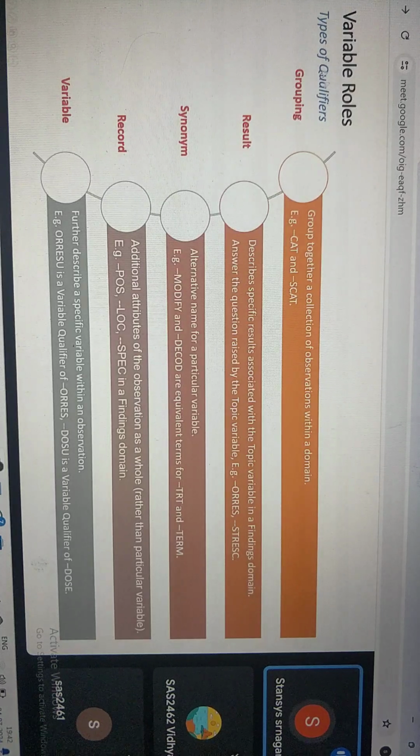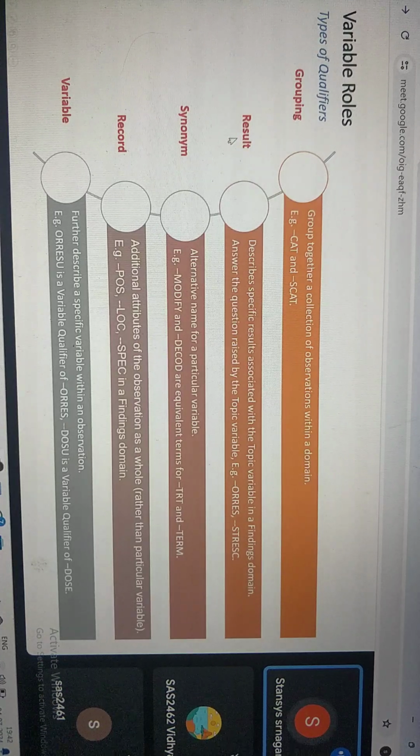Okay, so grouping means the name itself is grouping things. For example, categories, subcategories. Let's assume LB category, LB subcategory. There will be n number of tests. What kind of test? Like hematology, where all blood samples come under hematology. Chemistry, urine analysis, pregnancy test. These are all categories in the laboratory, right? So these category and subcategory variables come under the grouping qualifiers.